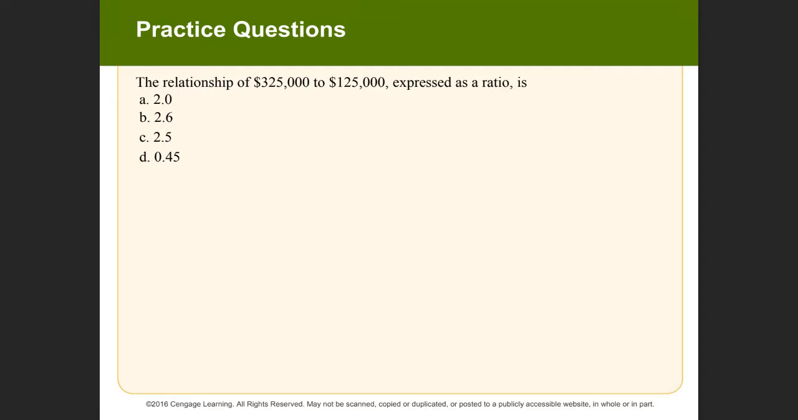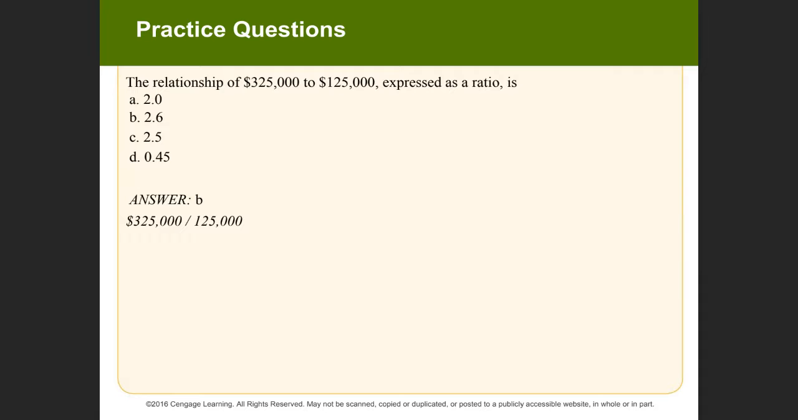The relationship of 325,000 to 125,000 expressed as a ratio. 325 divided by 125 gives you 2.6. Yep.